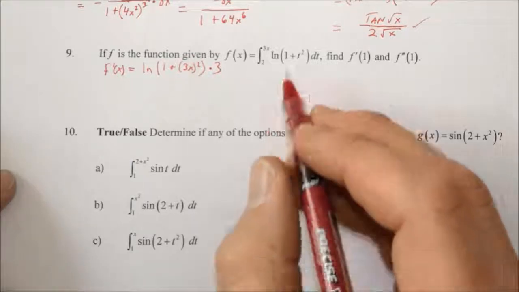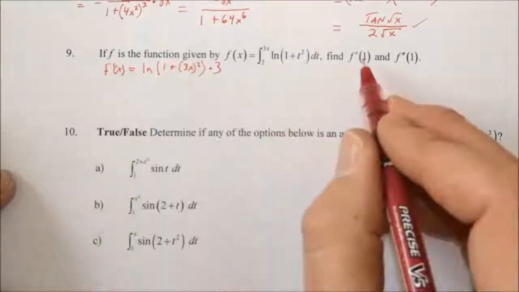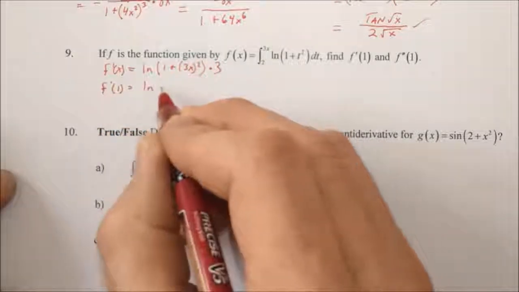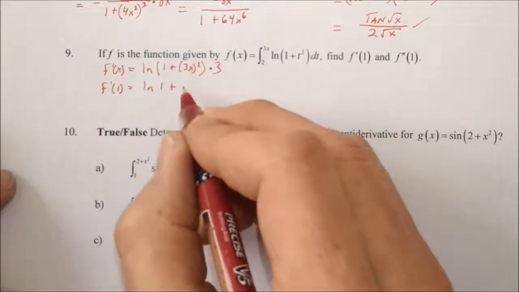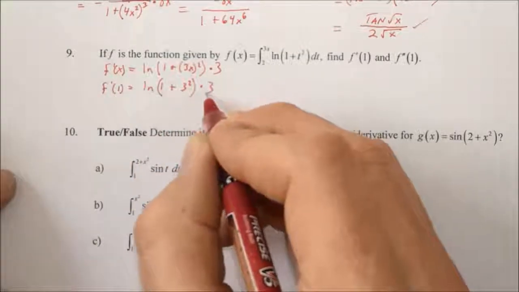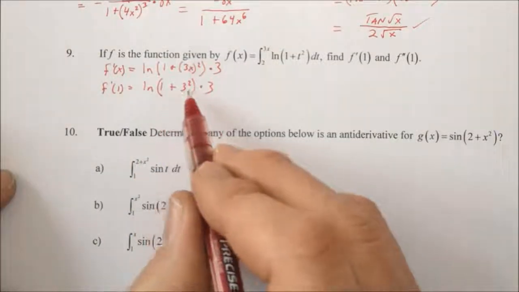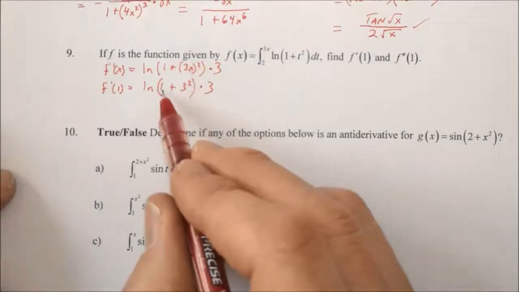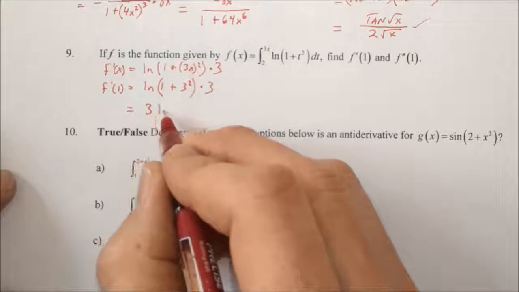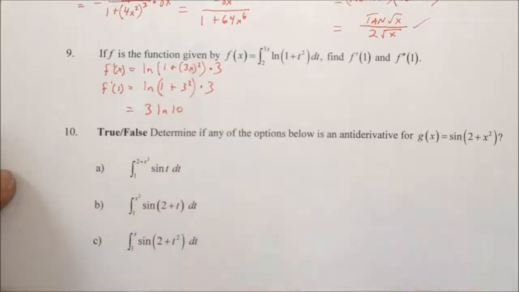We're interested in the derivative's value at 1. We want f prime of 1, so we have the natural log of 1 plus 3 times 1 is 3, 3 squared, times 3. 1 plus 3 squared, well 3 squared is 9, plus 1 is 10, so we have the natural log of 10 times 3, or 3 ln 10.